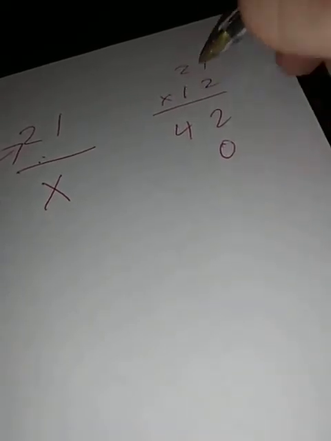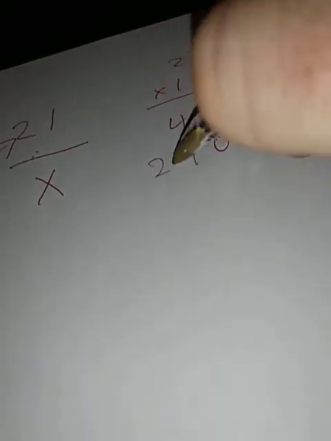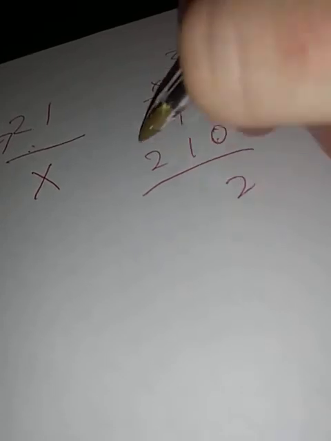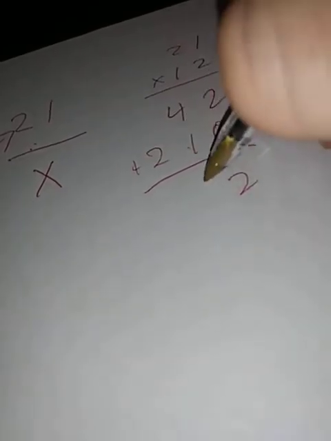2 times 1 is 2. 2 times 2 is 4. Save a space. 1 times 1 is 1. 1 times 2 is 2. 2, 0. Remember, we're adding here. 4 plus 1 is 5, and 2. 252. So this is 252.